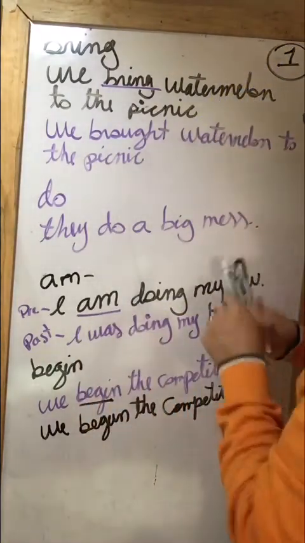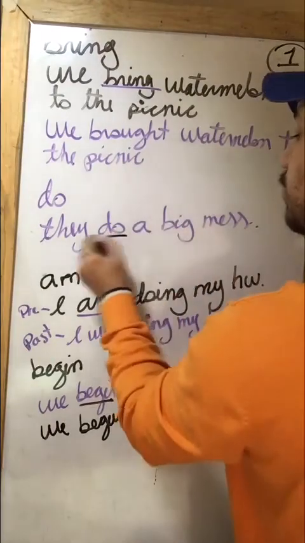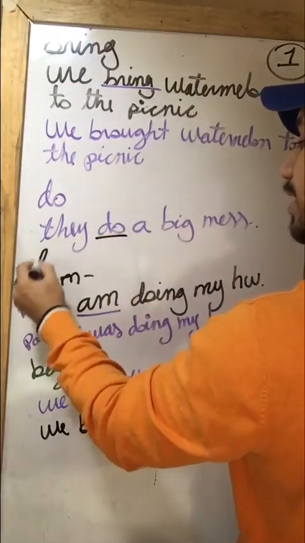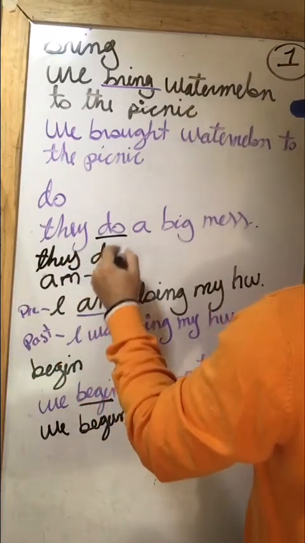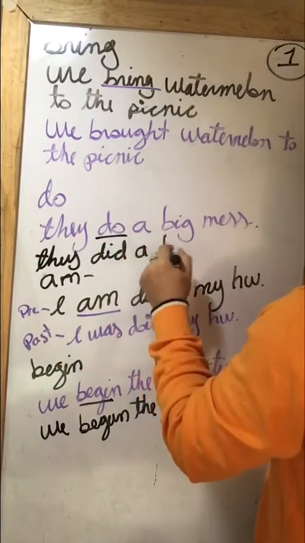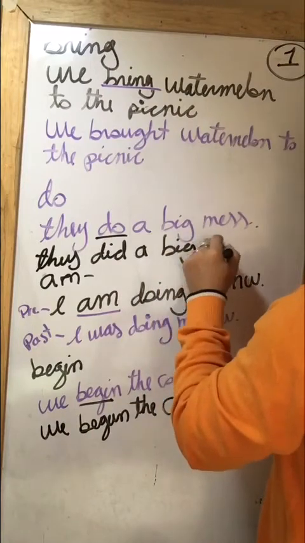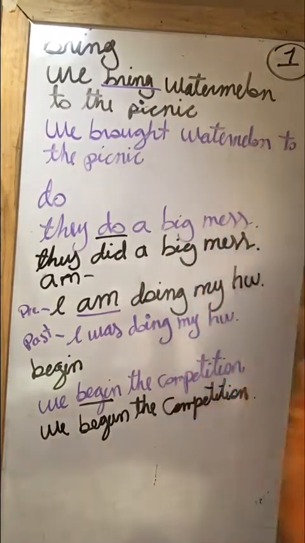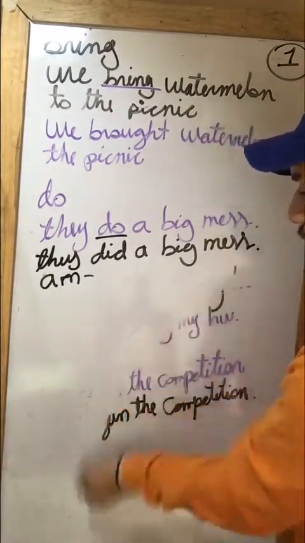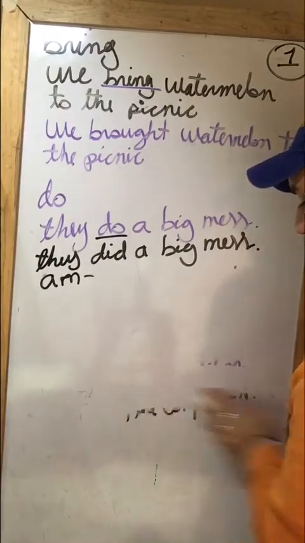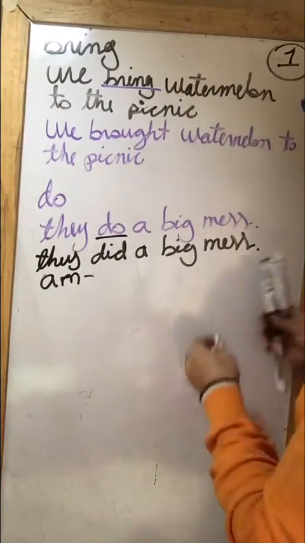And the past tense of that would change only for do. So you would write they did a big mess. So as you can see, as I'm telling you, it's very simple. The only things that change for you are the things that are in present because we take them to past.